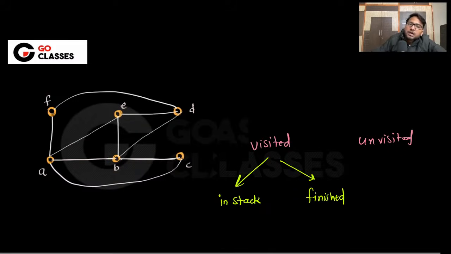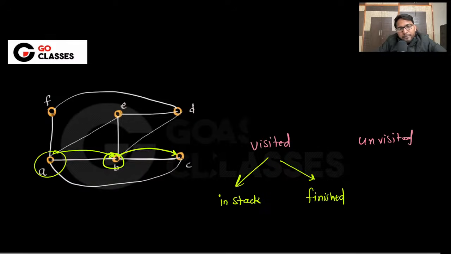Okay, let's suppose this is A, and A is going to B. Tell me, if you are at B, is A visited or not? A is visited, but is A in stack or is it finished? A is in stack, right? I mean, it is not yet finished. It is going to B. B is also visited. B is going to C.